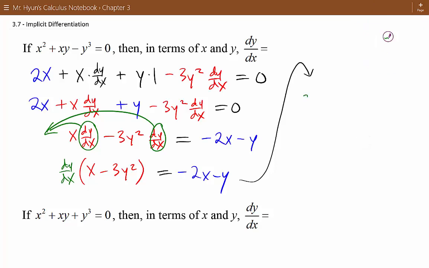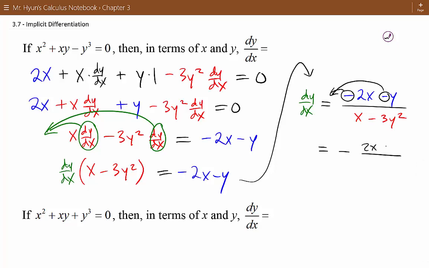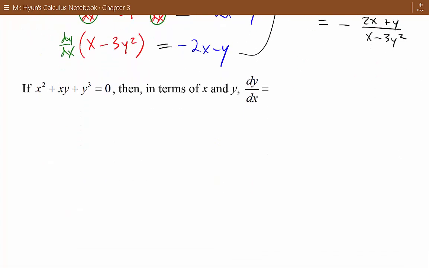So in the end, our answer will be dy/dx is equal to, on top we'll have a negative 2x minus y, and our denominator will be x minus 3y squared. Now when you look for answers like these in the multiple choices, sometimes you'll notice that there's a negative sign and a negative sign in both terms in the numerator. If you factor that out, you'll have a negative in front, leaving you with a 2x plus y over an x minus 3y squared. In those types of situations, you do have to simplify in order to get to the correct result.